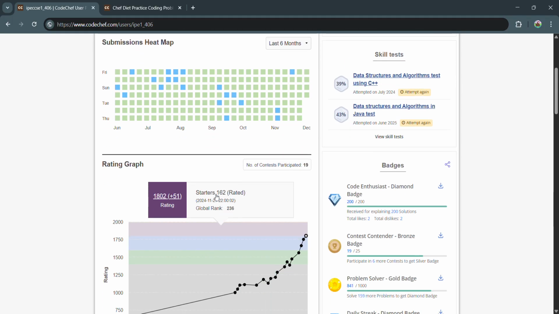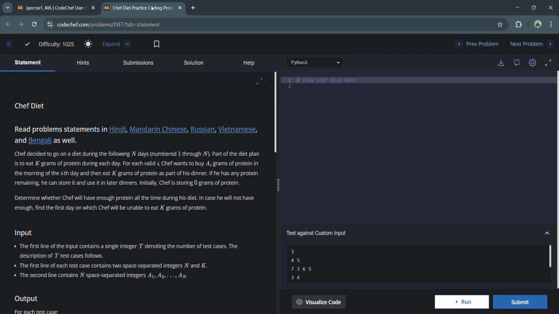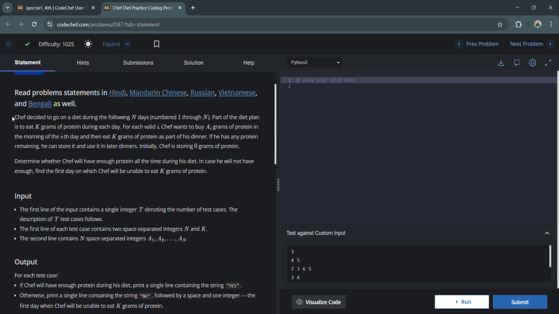And today we are going to discuss a question on CodeChef. The question is Chef Diet. In this question we are given that Chef decided to go on a diet during the following N days numbered from 1 to N.